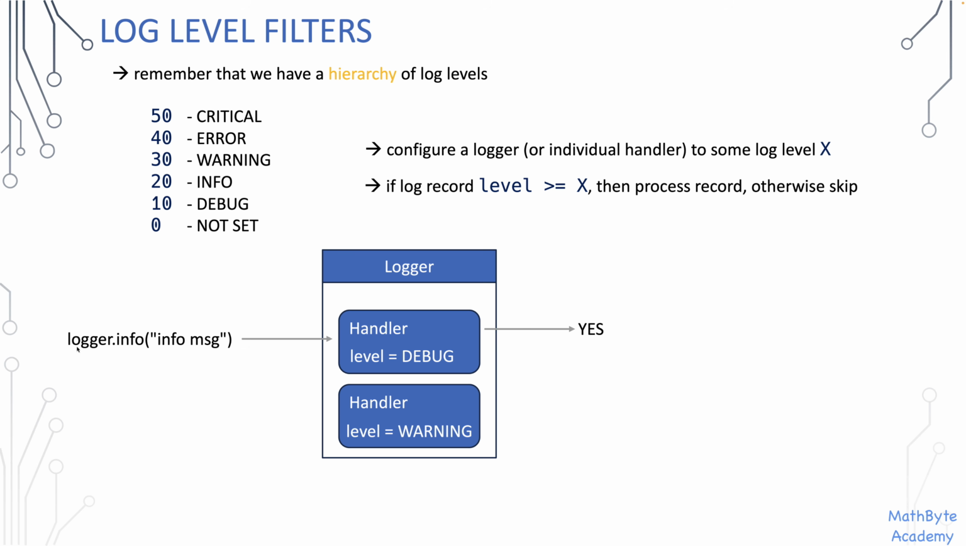Now let's send the info to the second handler, right? The logger is receiving logger.info. It's going to send it to the first handler. We saw that it will handle it. And it also sends it to the second handler. So when it receives that, it's going to check. Here, its level is warning. Is info greater than or equal to warning? And the answer is no. Info is less than warning. It's 20. Warning is 30.